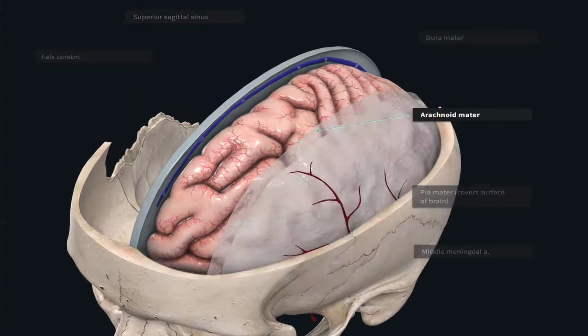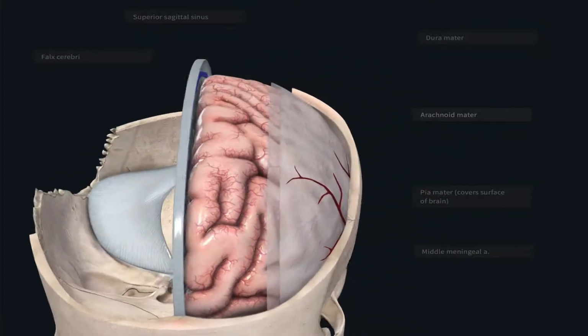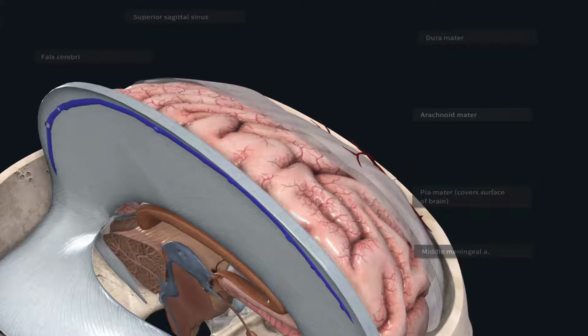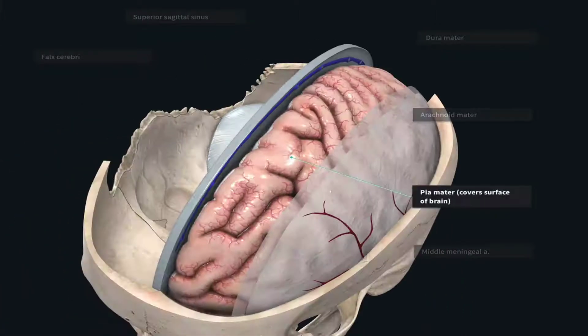The arachnoid mater is held up tight on the inner surface of the dura mater due to the pressure of cerebrospinal fluid, or CSF, which is located within the subarachnoid space. The subarachnoid space is going to extend all the way down to the pia mater, so CSF will be located between the arachnoid and pia layers.